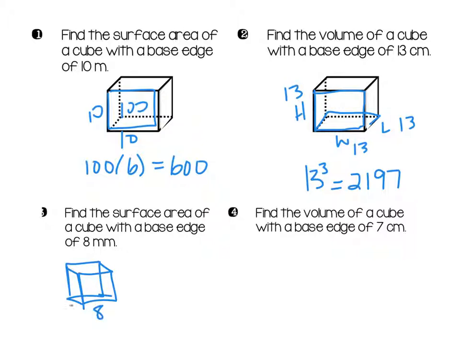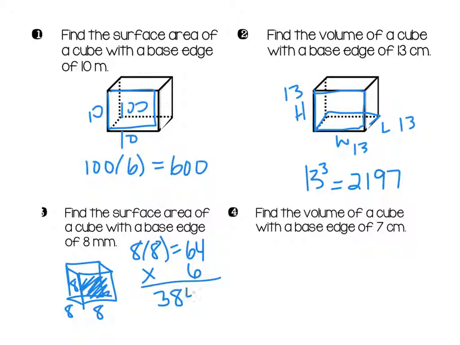All right. Find the surface area of a cube with a base edge of 8 millimeters. So 8, 8, 8. So we want surface area. So I just need the area of one of these, which would be 8 times 8 is 64. And then I have 6 faces, so times 6. And 64 times 6 is going to give me 384.